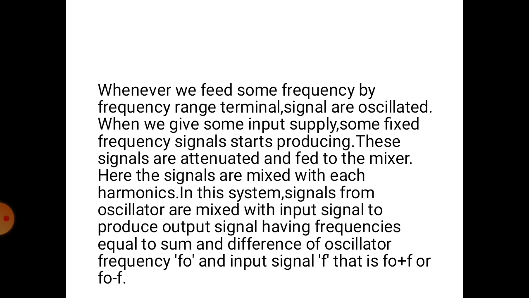In this system, signals from the oscillator are mixed with the input signal to produce an output signal having frequencies equal to the sum and difference of the oscillator frequency f0 and the input signal f. Therefore we get f0 plus f or f0 minus f.